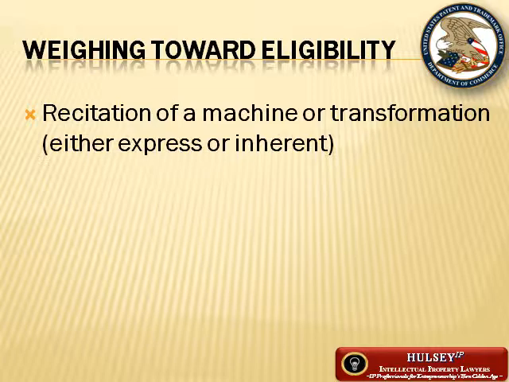Where the article being transformed is particular in the claim, or where the article undergoes a change in state or thing, for example, objectively different function or use of a particular article, that would be statutory subject matter. And then further, where the article being transformed is an object or substance. In these instances, recitation of the machine or transformation is either express or implicit, and therefore patentable subject matter exists.